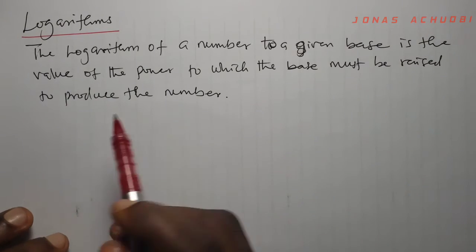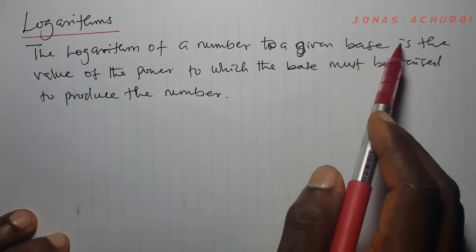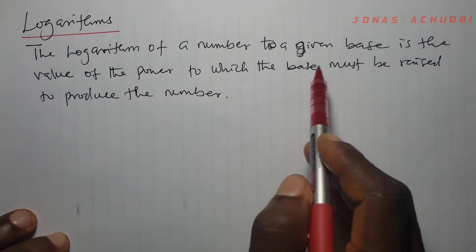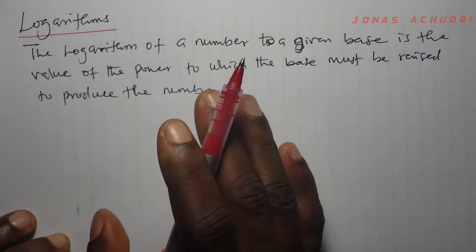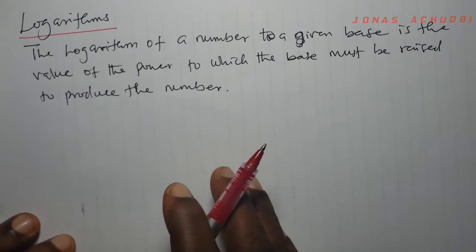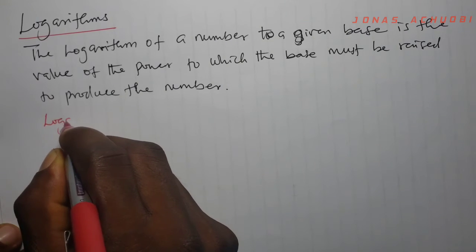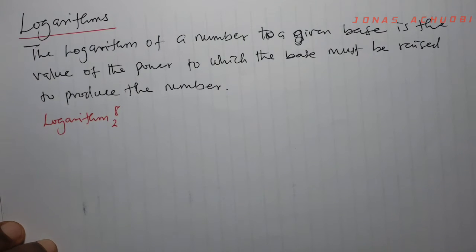So as a way of definition, the logarithm of a number to a given base is the value of the power to which the base must be raised to produce the number. Now let me try to make you understand this definition of logarithms. Very simple. Now, if you are asked, what is the logarithm of 8 in base 2?